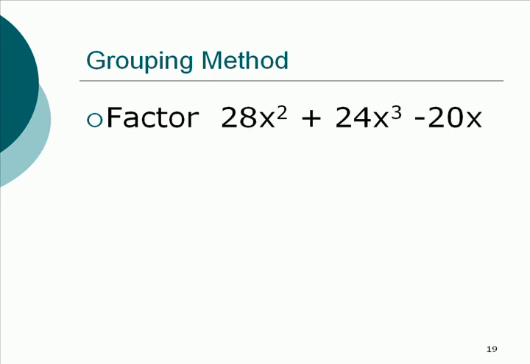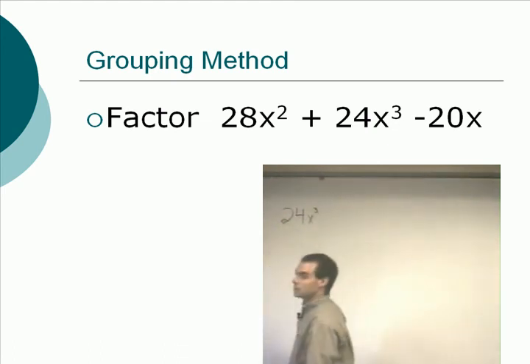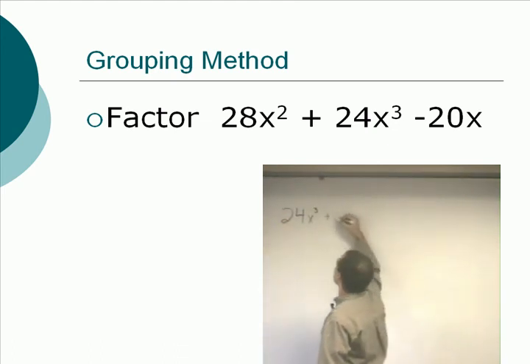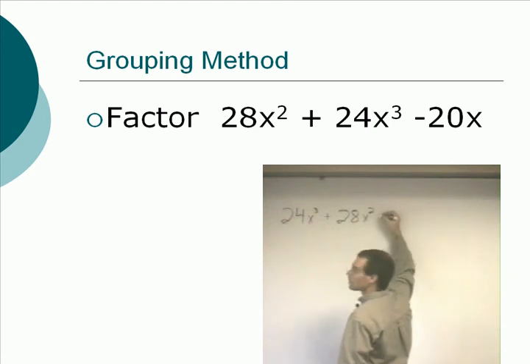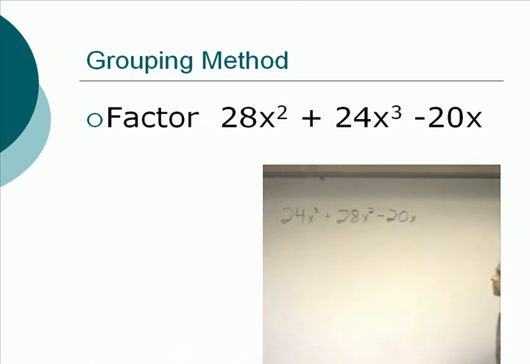Last problem to factor of the day right here. 28x squared plus 24x to the third minus 20x. Now what should you do when you're writing this problem down? Rearrange it. Okay? Or shortly after you've written it down. The first thing we do have to do is rearrange that in descending order. 24x to the third plus 28x squared minus 20x. Okay. Once you've got it rearranged, what are you looking for? GCF. You can pull out 4x.